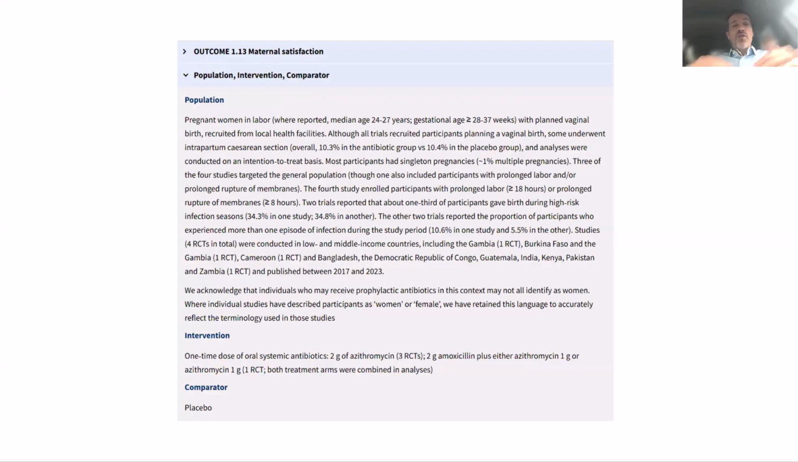Again, after you've gone through all of those outcomes, you can see on the screenshot that I have here, we have outcome 1.13. So that means there were 13 different outcomes that we were considering clinically relevant during this creation of the CCA. Once you've gone through all of those, we have the overall population, intervention, and comparator that was utilized. We already talked about how it was antibiotics versus placebo, and that is listed in the intervention and comparator.